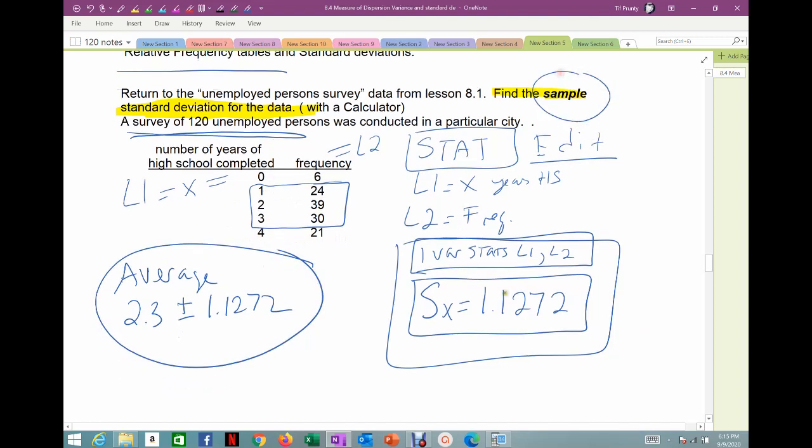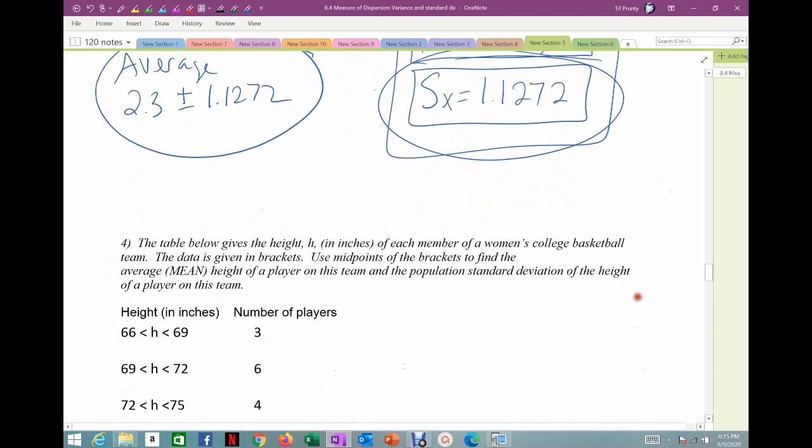Alright, so again, careful with the sample. Careful with typing it in. Careful with your... Again, there's a lot of little things you have to remember, a lot of little things that could give you the wrong answer.